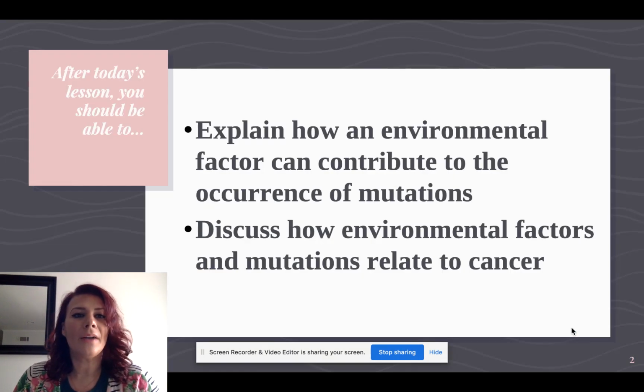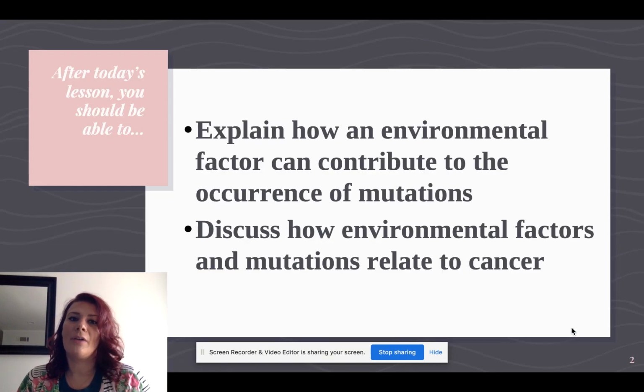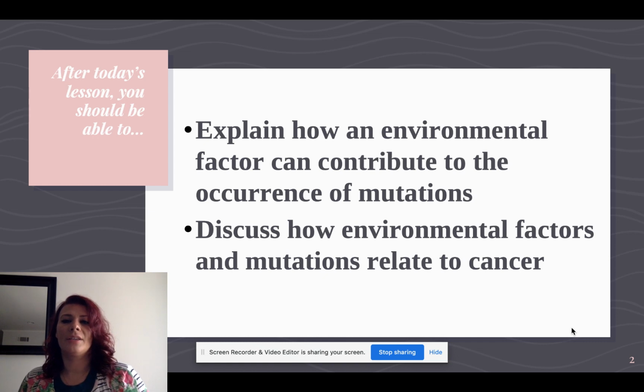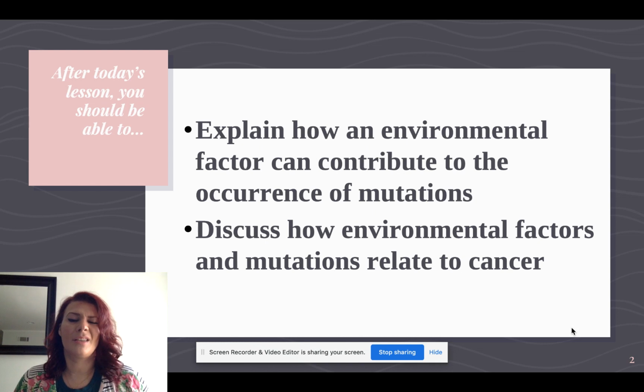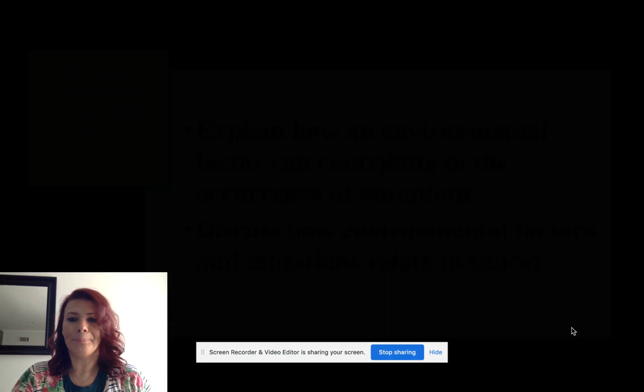All right, so after today's lesson, you should be able to explain how an environmental factor can cause mutations to occur and how these environmental factors can relate to mutations and can relate to cancer. And we're not going to talk too much about cancer, which is kind of a bummer because it's very interesting and something that's very relevant, but I'm going to try to have you make those connections between them.